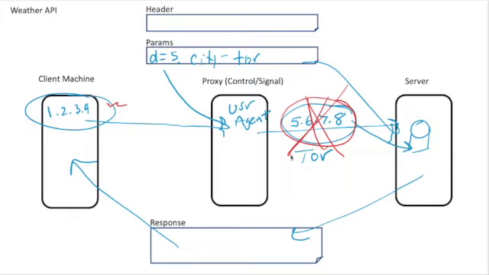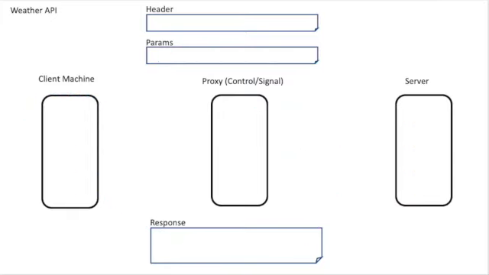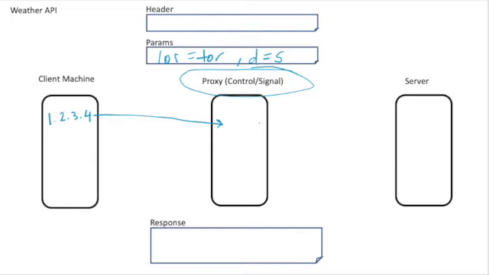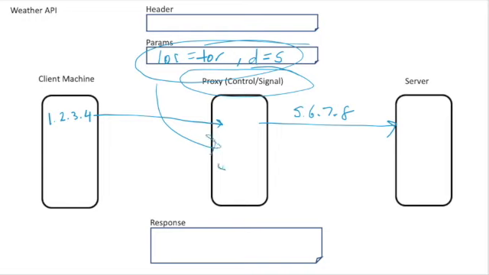So there's another way to counteract that. And the way to do that is we're going to use something called a proxy control signal. And what that does is as follows. So it's the exact same thing. We're going to say location is equal to Toronto, days is equal to 5. This is going to say IP 1, 2, 3, 4. That's going to go ahead and get sent to the proxy signal. It's going to kick out 5, 6, 7, 8. Okay. And it's going to have the exact same parameters. So it's going to use those parameters, send those through the user agent, all that other kind of good stuff is going to get sent to the server.